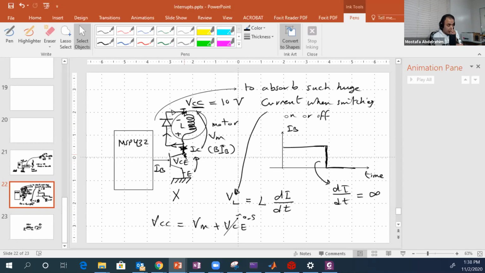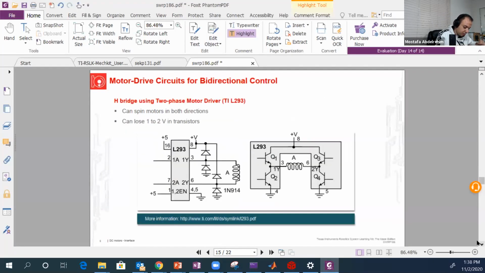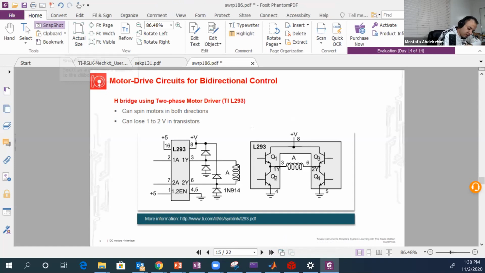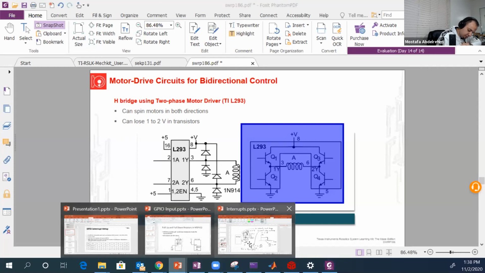So we need a smarter circuit with which we can run the motor in two ways. Let's see how we can do that. We can do that using this bridge here. This is called the bridge. Forget about this one, just look at the one on the right. Let's see how it works. Let's take this first. This is a snapshot. Okay, and let's go here.